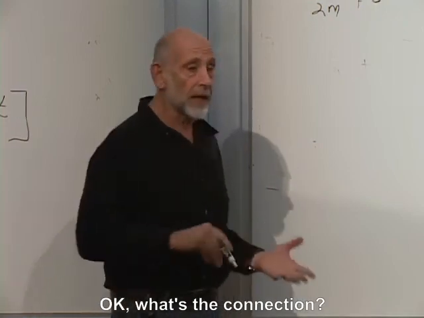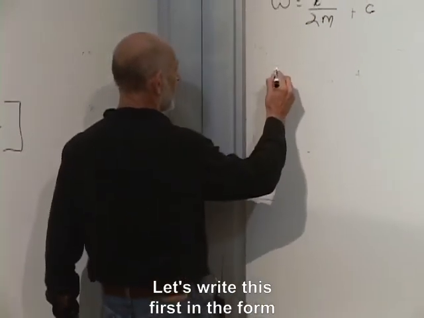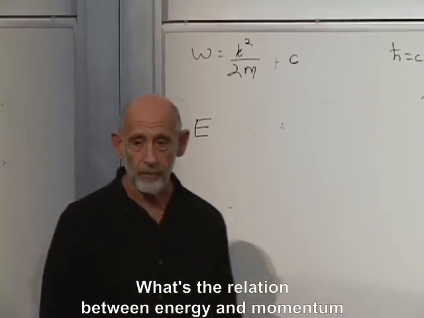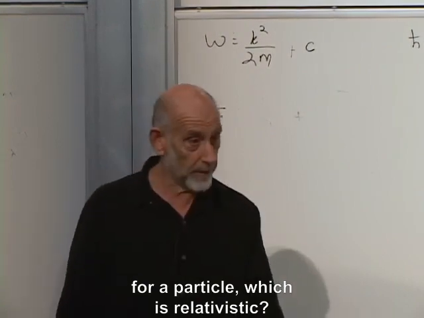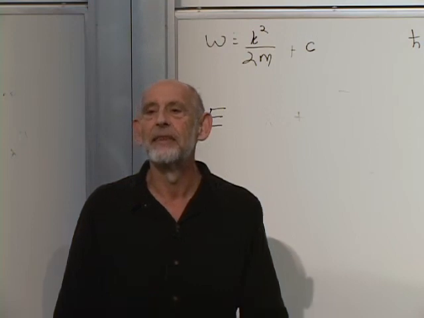Omega is energy. Let's write it first in a form that we might remember best. What's the relation between energy and momentum for a particle which is relativistic? Anybody remember? Momentum equals E over c.